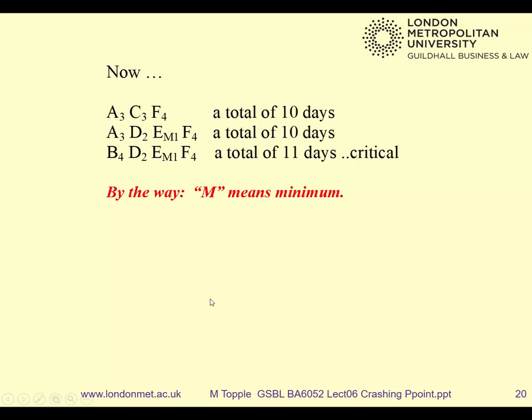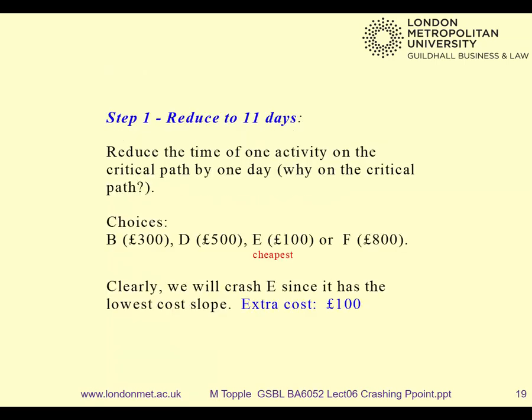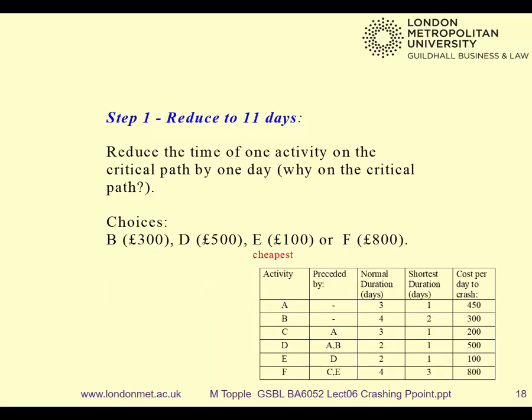So what's my critical path now then? BDEF. Yep. And if we look at the options, B, D, E, F, we can't crash E, so that only leaves B, D and F. So which one's cheapest? B. Yep. And looking at the table, B could actually be crashed by 2 days. We could reduce B down to 2.